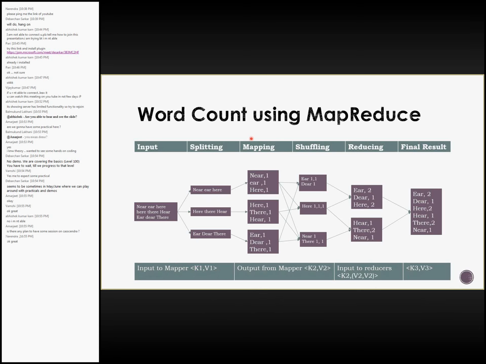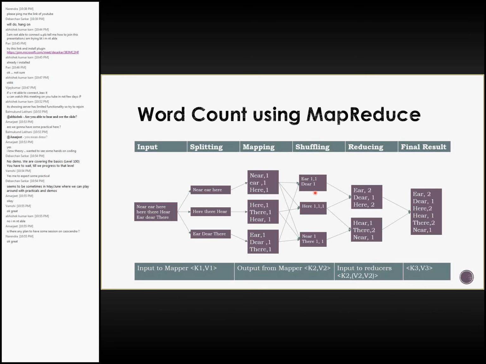Now, within the mapping phase, each word is parsed as it reads through the individual records, and it adds a value to it. Near appears 1, here 1, here 1. So within the mapping phase, for each key you are just mapping a value.